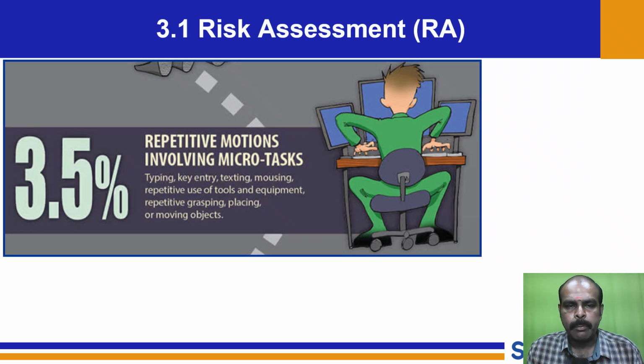Next, 3.5%, repetitive motions involving micro tasks: typing, key entry, texting, mousing, repetitive use of tools and equipment, repetitive grasping, placing and moving objects. So that leads to some sort of injuries, 3.5%. We can't just omit it because it seems negligible at 3.5. Even 1% has to be accounted for properly.